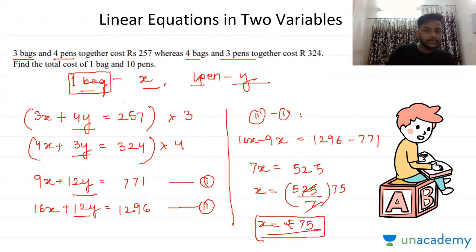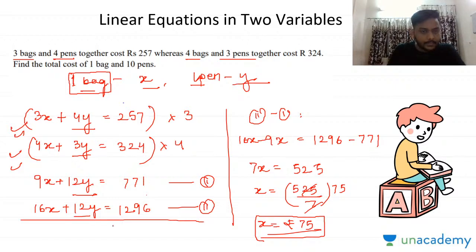So guys, what will you do? As you know, you have this equation with x and y and this equation with x and y. So in either of them you put the value of x and you will be able to find out your y. Let's do it. When you do this, guys, what will happen? You're going to have 3 into 75 plus 4 into y is equal to 257. So this will give you 4y is equal to 257.